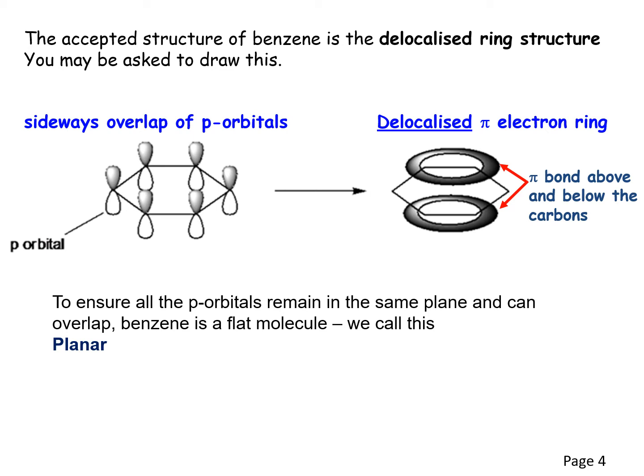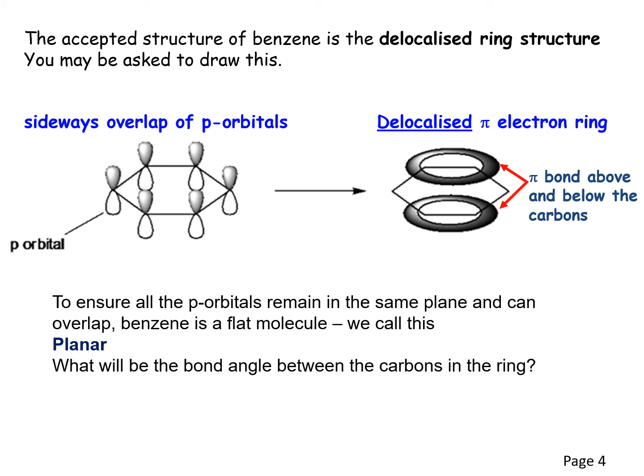Have a look at the structure of benzene on the left there. Think about each carbon atom. It's got a single bond to another carbon on either side, and we've also got a single bond to a hydrogen. So think about the bond angle that you've got there between the carbons. The correct bond angle is 120 degrees, exactly the same as the carbons in an alkene pi bond. Okay, so we've got those similarities.